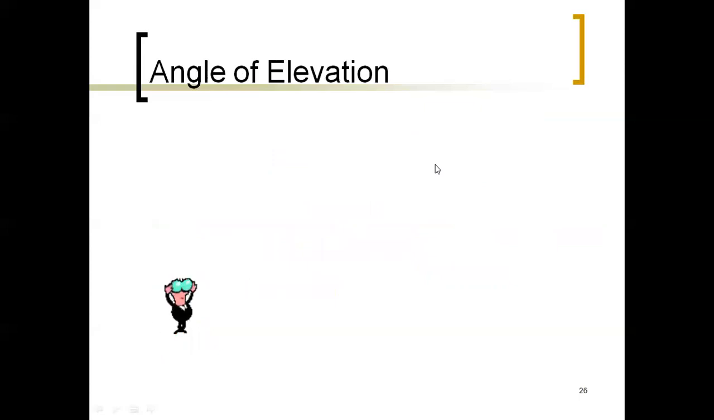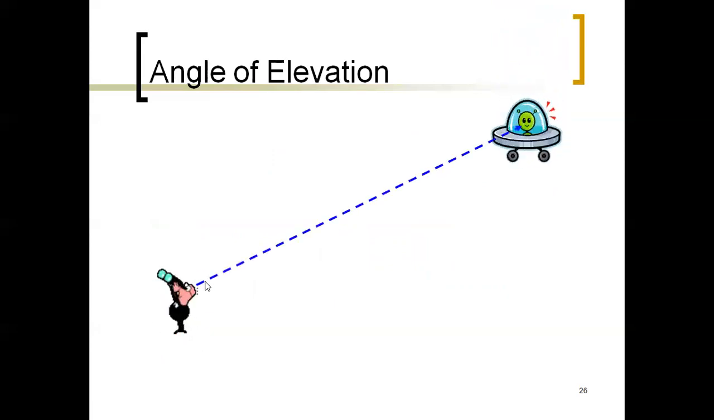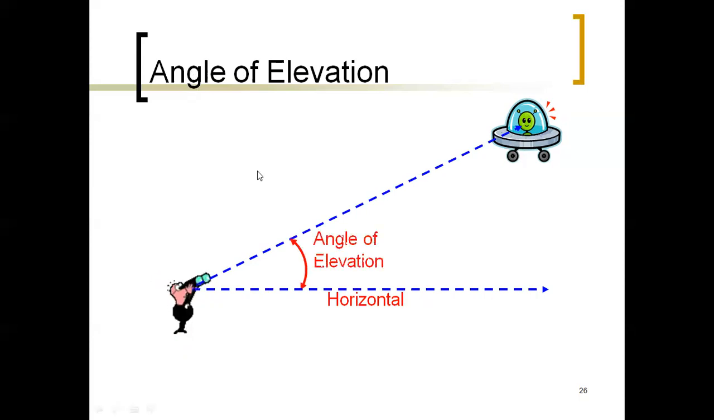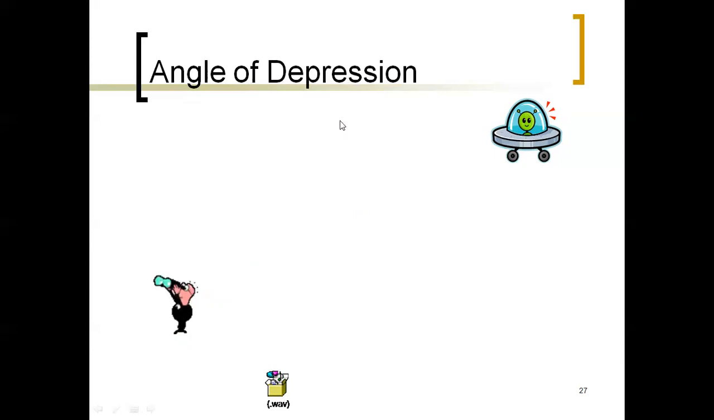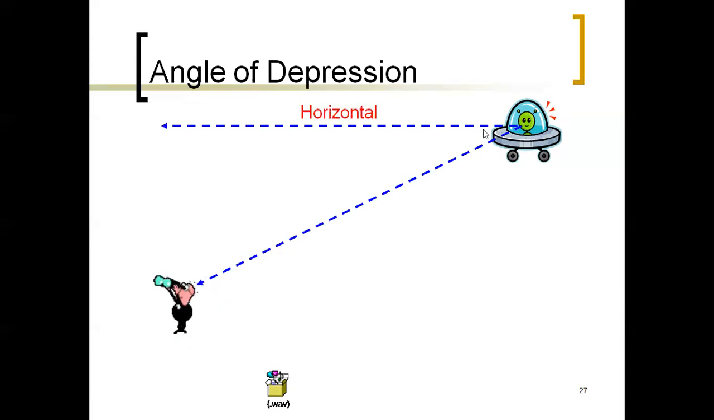Angle of elevation. When we say the angle of elevation, let's say for example this one. This is the line of sight to this flying object. So from the horizontal line of sight of that object, the angle of elevation is formed above the horizontal line of sight. Okay? The angle of depression: this is the line of sight, the horizontal line of sight, okay? So the angle of depression is formed below the horizontal line of sight.